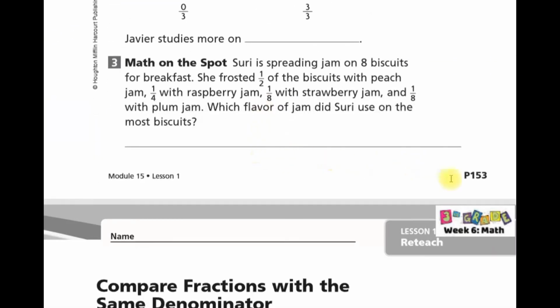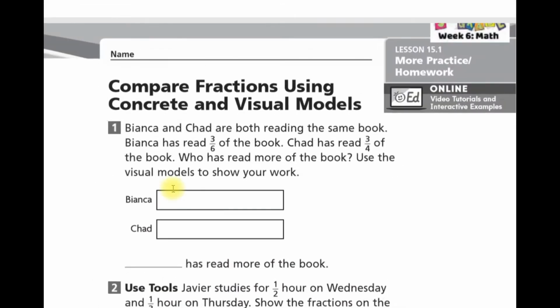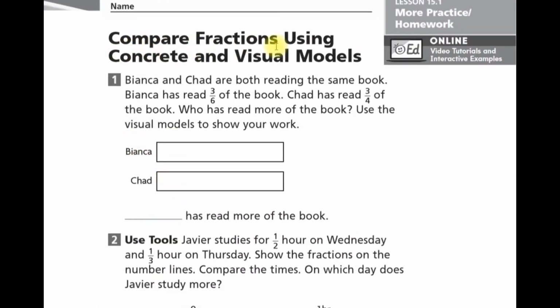We are now on page 153, Module 15, Lesson 1. Compare fractions using concrete and visual models. Bianca and Chad are both reading the same book. Bianca has read 3/6 of the book. Chad has read 3/4 of the book. Who has read more of the book? Use the visual models to show your work. Bianca, Chad. Blank has read more of the book.